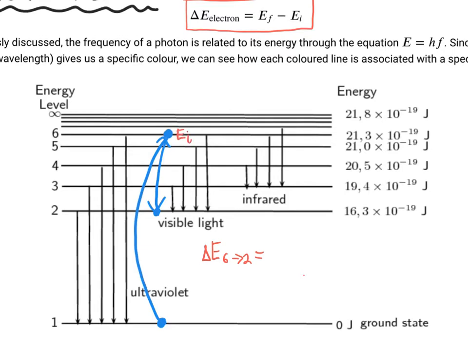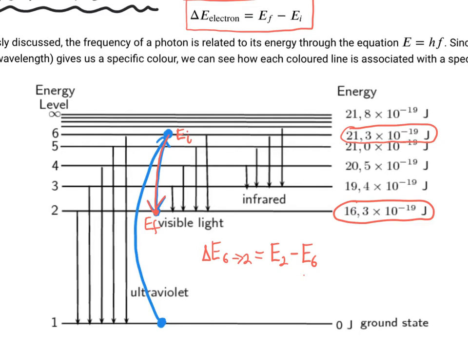This will be E initial, which is equal to 21,3 times 10 to the minus 19 joules. And then as the electron falls down, it is going to move down to a lower energy, and that's going to be E final, which will be 16,3 times 10 to the minus 19 joules. So this is going to be energy level 2 minus energy level 6.